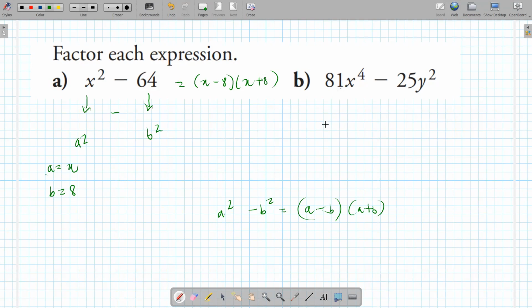This is also a one-step thing, but slightly more complicated. If a squared is 81x to the power of 4, what is a? 9x squared. If b squared is 25y squared, what's b? Sorry, there's no negative sign there. 5y, right?